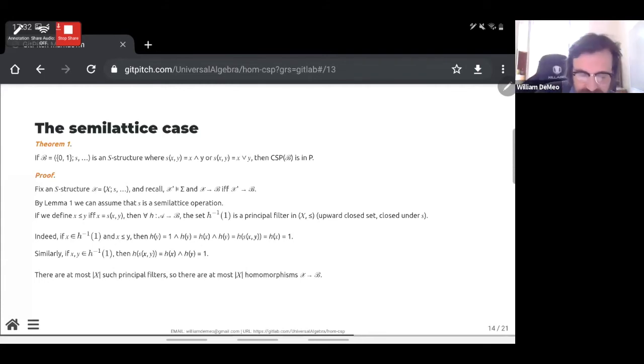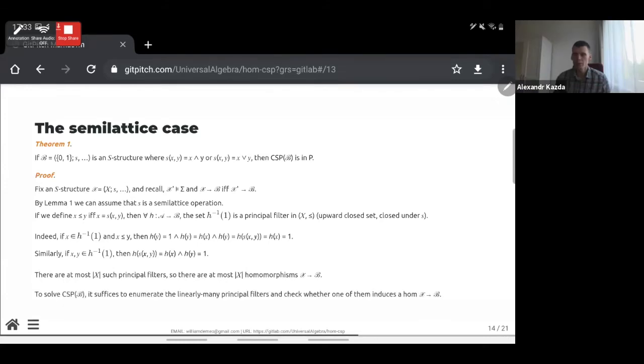Okay, so this is the idea: if you have a homomorphism from A to B, you consider its inverse image. It takes some elements to one, and the inverse image of one is a principal filter in this structure X with this less or equal. And so if you want to count the number of homomorphisms, all you have to do is consider the number of principal filters. And of course, this is bounded by the number of elements in X, in the domain. So this is how we know that we can find a bound on the number of homomorphisms from X to B.